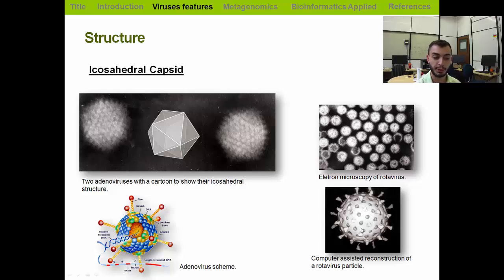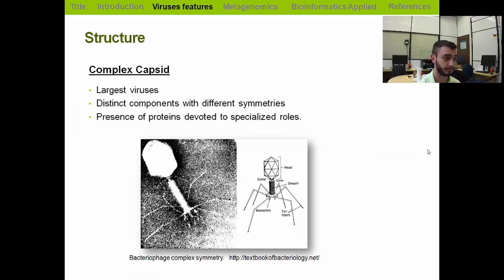And here we have a computer-assisted reconstruction of a rotavirus particle. Rotavirus is the virus that can give you diarrhea, and when you go to the doctor and don't know what you have, they say that you have a virus. Probably it was caused by rotavirus. Here at the top you have the electron microscopy, and you can see their symmetry.